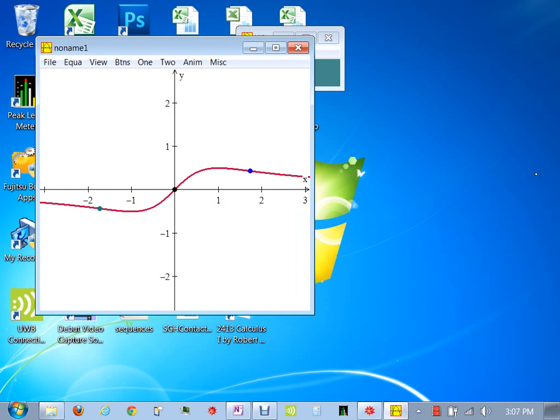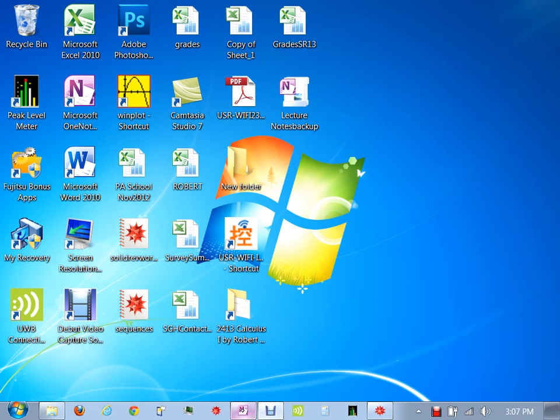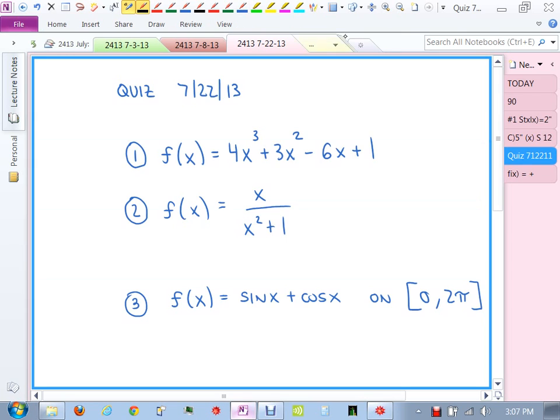All right, I want to do another problem like this. I'm going to work pretty quick through it, though. Let's look at f of x equals cosine squared x minus 2 sine x on the interval 0 to pi. So this will help you with that third quiz problem.